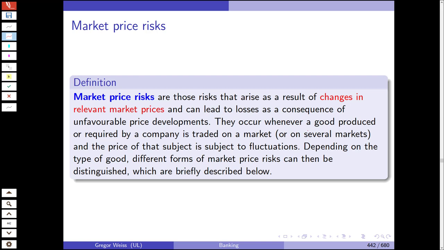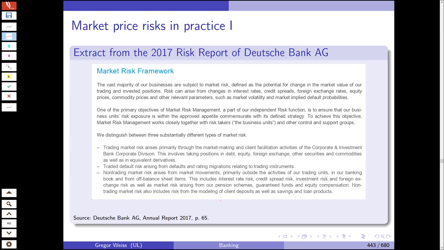And these price developments occur whenever a good produced or required by a company is traded on a market or on several markets, and the price of that good, or rather that asset, just write down S, okay, everyone can see this, is subject to fluctuations. So depending on the type of good, on the type of asset, different forms of market price risk can be distinguished. We have first of all trading market risk, when we have market making, for example, here in the case of Deutsche Bank, traded default risk, non-traded market risk.